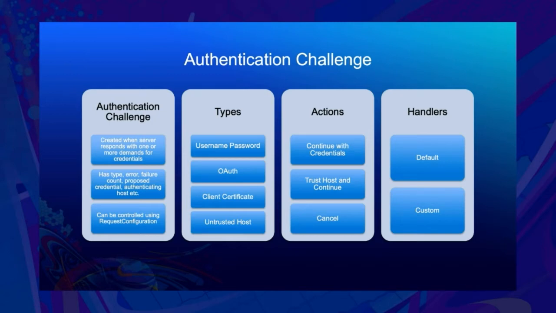Actions you can take on an authentication challenge. Continue with credentials: if you know the credential or you get it from the end user, then you can create the credential object and fulfill the challenge with it. If the challenge type is untrusted host, then you can take action like trust host and continue. Or you can decide to cancel the challenge. In this case, the request will fail with a user cancelled error.